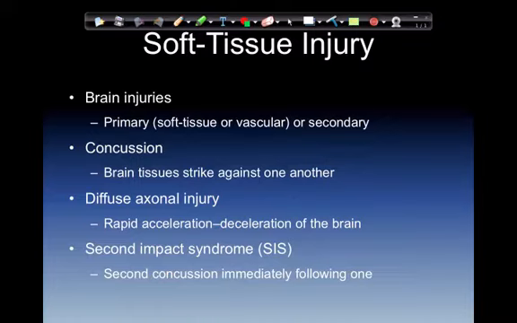Diffuse axonal injury results from rapid acceleration and deceleration of the brain, and this is within the skull. The shearing forces disrupt the neuronal connections that occur in the brain. And then secondary impact syndrome. Second concussion immediately following the initial concussion within days or weeks.